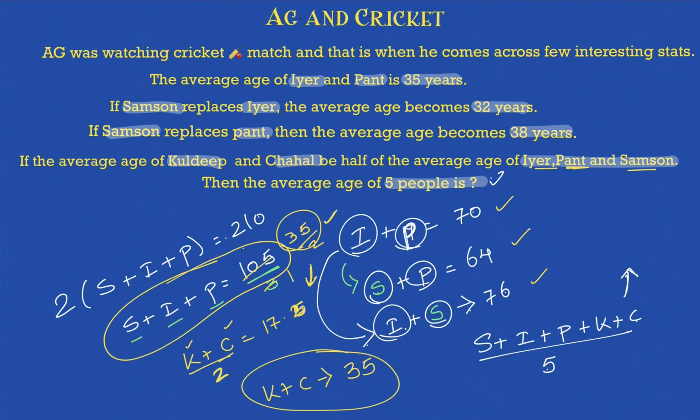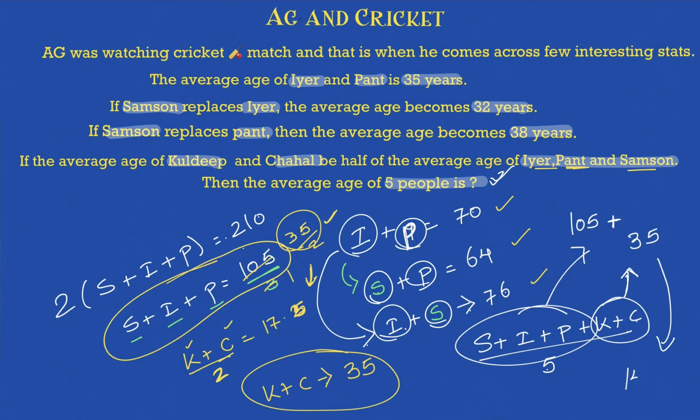The average age of all the 5 people is? So what will I do? 35 is K plus C and 105 is S plus I plus P. So it will be 105 plus 35, which is nothing but 140. And 140 is divided by 5. That's how I reach this. 5 ones are 5, 5 twos are 10 and 5 eights are 40. So 28 turns out to be my answer. 28 is the average age of the 5 people mentioned here.